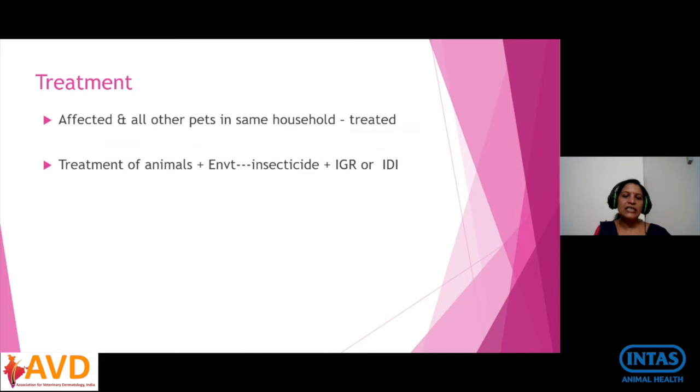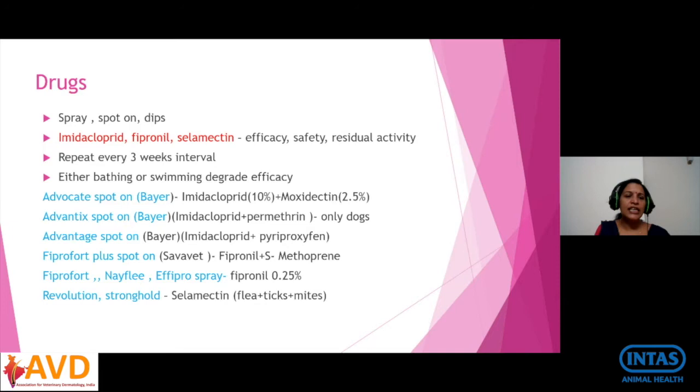Insecticides with insect growth regulators or insect developmental inhibitors have to be used, which inhibit chitin synthesis, and juvenile hormone mimics. They are used as a spray, spot-on, or dips. Imidacloprid, fipronil, and selamectin are very effective for fleas. They have high efficacy, safety, and residual activity, and have to be repeated at 3-week intervals. Bathing or swimming can degrade the efficacy.